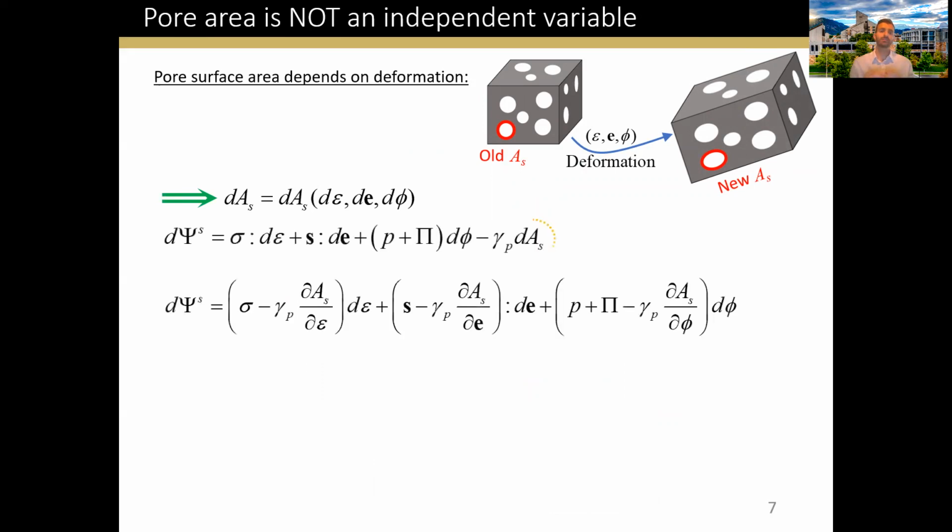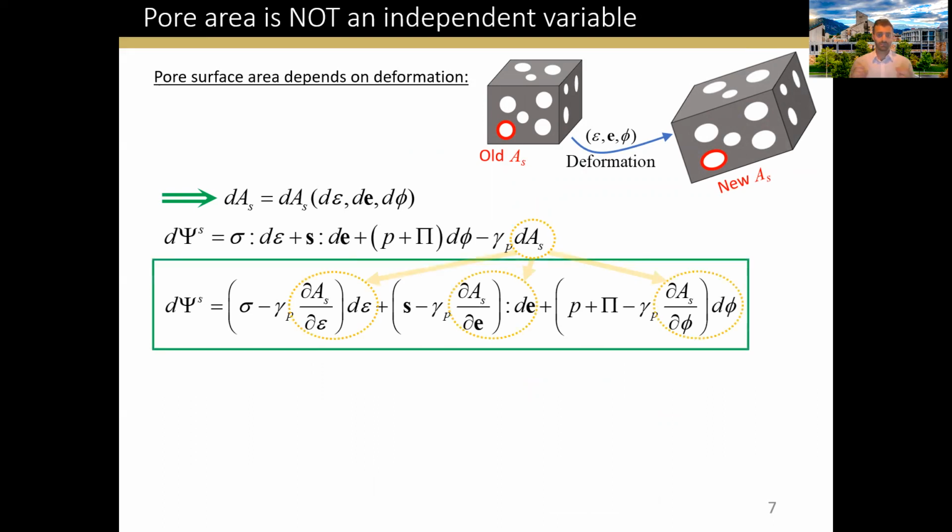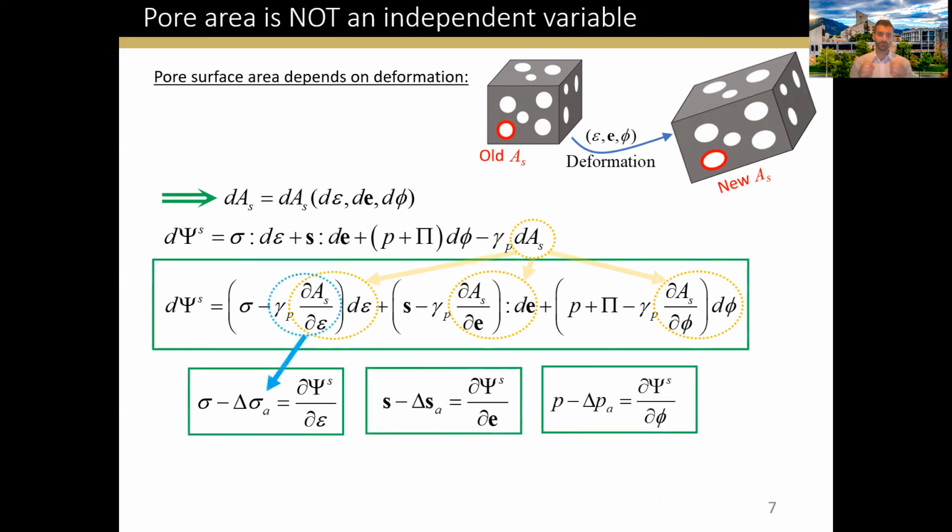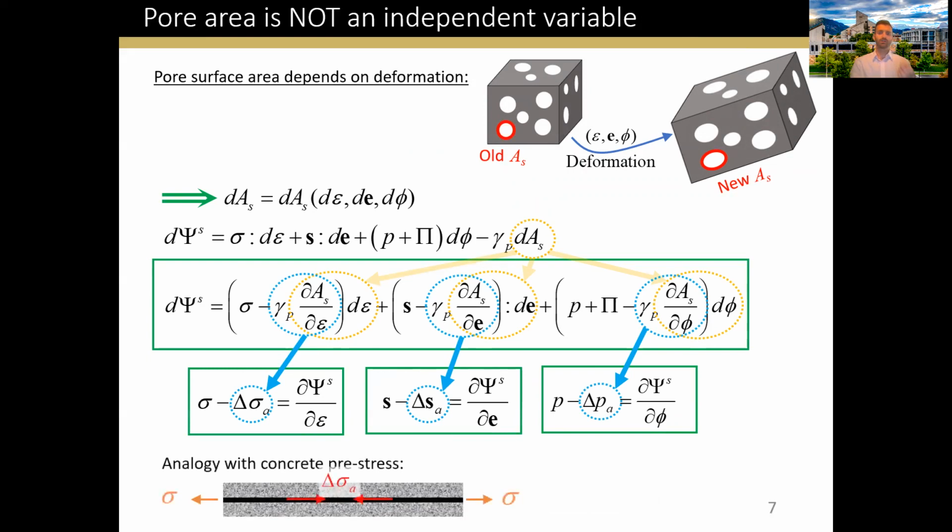Therefore, we can rewrite our solid free energy as such. This form is particularly convenient because it allows us to write our constitutive relations like this and also define our adsorption stresses and adsorption pressure. You can think of the adsorption stresses and pressure as analogous to the pre-stress in concrete. Consider a concrete rod with stress sigma applied to the two ends and a rebar in the middle pre-stressed to delta sigma A. If you increase the pre-stress level, what happens is that the concrete rod shrinks. And the force deformation relationship looks something like this, which is similar to what we have above.